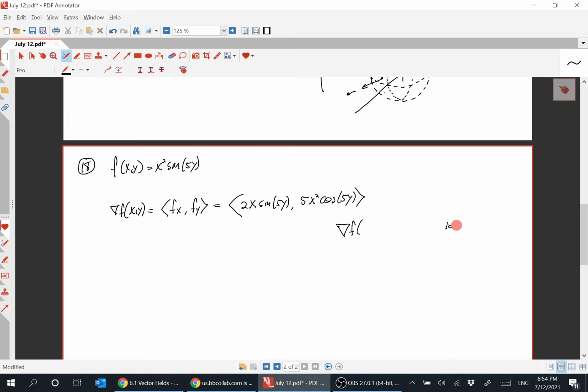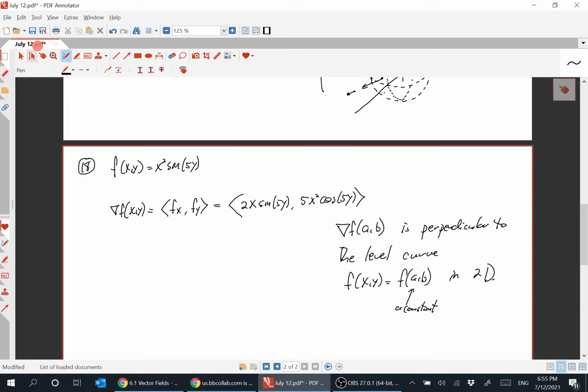Also, let me give an actual value there. Gradient f at (a, b) is perpendicular to the level curve f(x, y) equal to f(a, b). Of course, this is a constant in 2 dimensions. In 3 dimensions, it is perpendicular to the level surface. So that's the main clue as to what they look like.